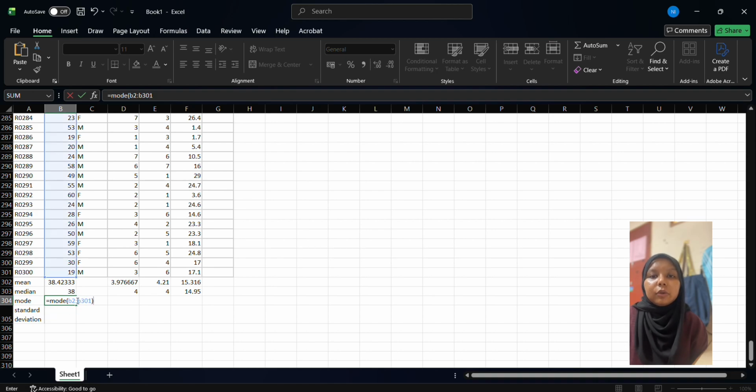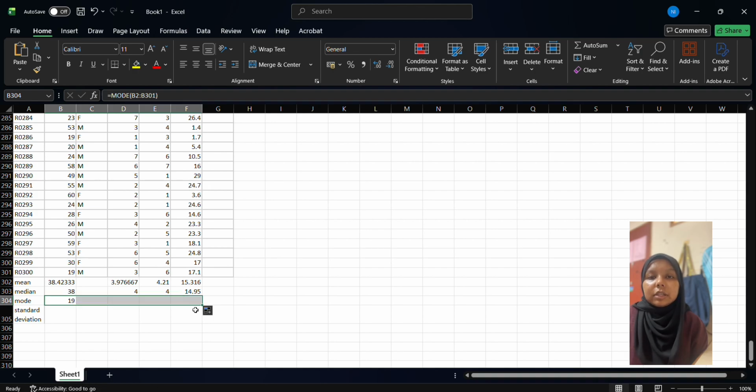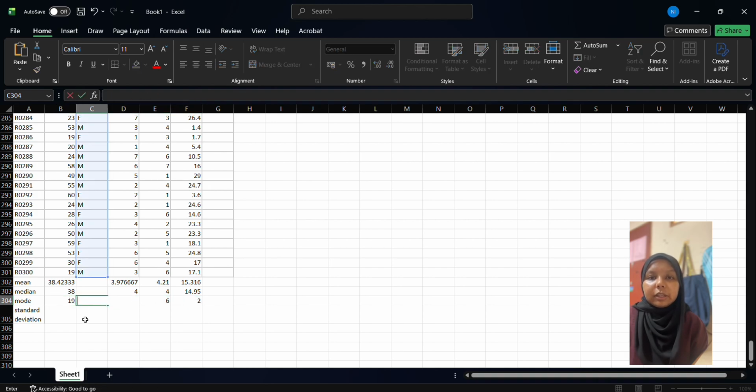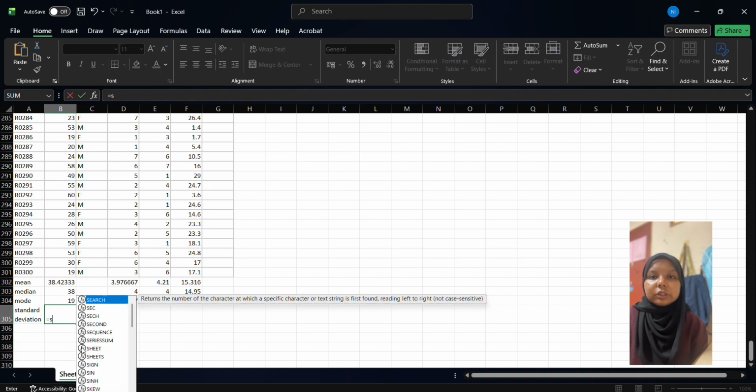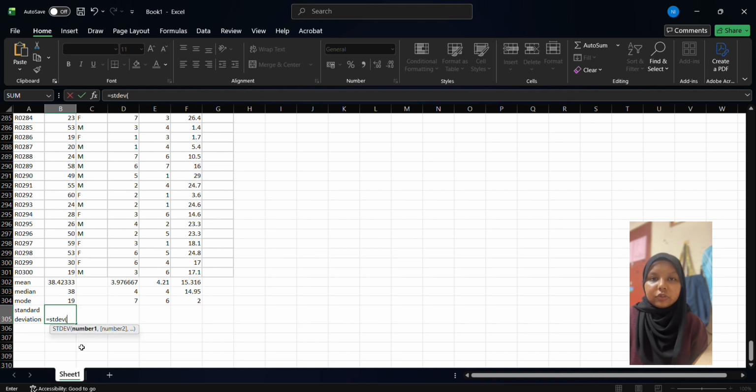Then write mode below the median data and write the formula to get the mode. The formula is equal MODE, then hit the bracket button and insert B2, then put a colon. Then close the bracket. I also just do the same step that I did with the other two.